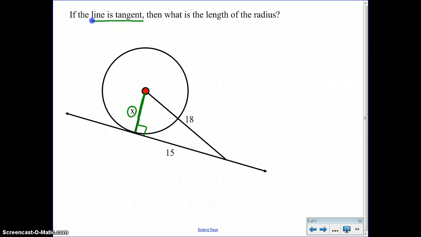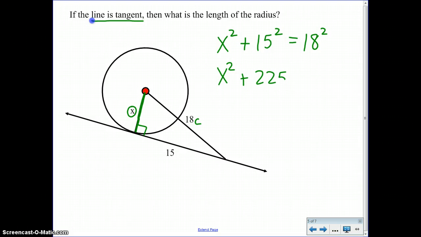So if we know that's a right angle, then once again we've got a right triangle, and we can use the Pythagorean theorem to solve for x. This 18 is still our c, so we're going to write x squared plus 15 squared equals 18 squared. x squared plus 225 equals 324. Subtract 225 from both sides.